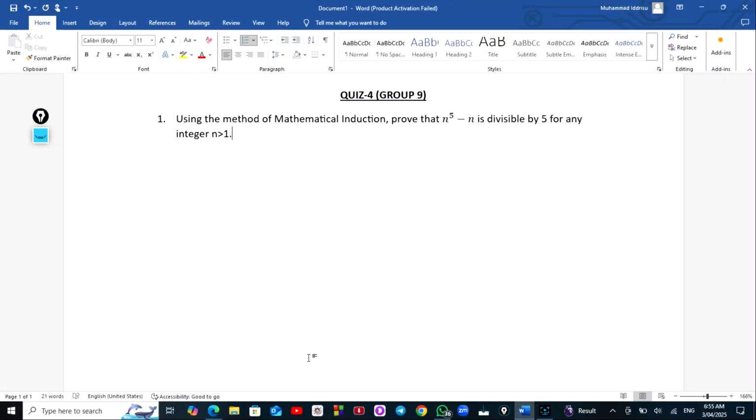So in today's tutorial we are going to solve a question. In fact, it is a quiz question for one of the groups, that is group 9. So this is the fourth quiz of group 9. This question is from quiz 4 of group 9, the first question in that quiz. So that's what we are going to be doing in this tutorial.